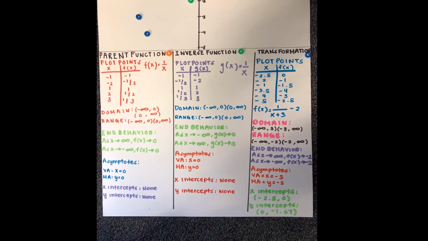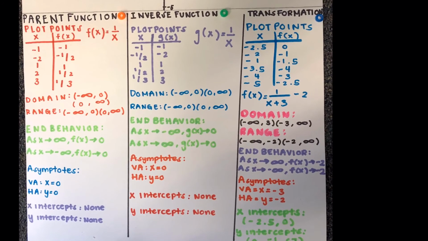The last graph that we will be focusing on is the transformation graph, 1 over x plus 3, minus 2. The plus 3 will shift the graph to the left 3 units. The negative 2 will shift the graph downwards 2 units.